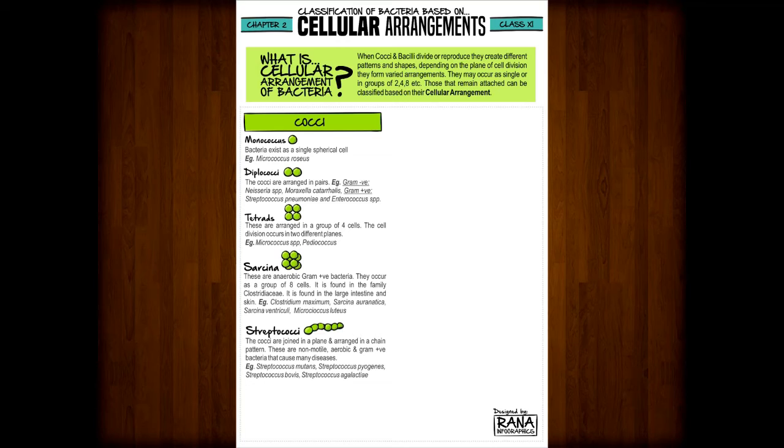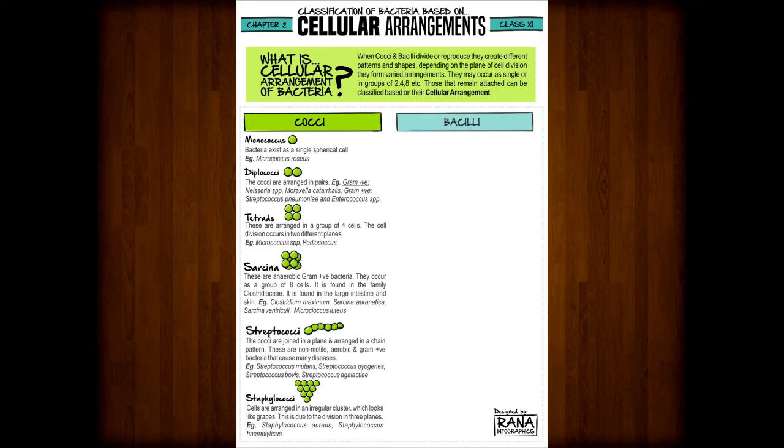Streptococci. Here, the cocci are joined in a plane and arranged in a chain pattern. These are non-motile, aerobic and gram-positive bacteria that cause many diseases. Staphylococci. In these bacteria, the cells are arranged in an irregular cluster which looks like grapes. This is due to the division in 3 planes.